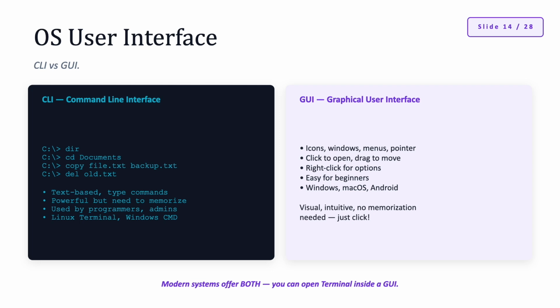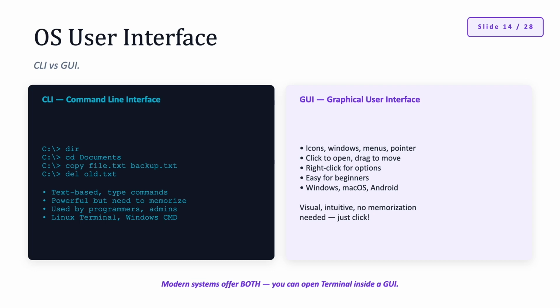OS user interface. The OS provides two types of user interface. CLI, command line interface, is text based. You type commands like dir or ls to list files. It is powerful, but you need to memorize commands. It is used by programmers, system administrators, and Linux power users.